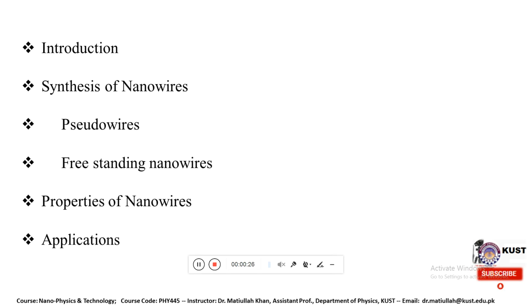Initially, in the first part, we will discuss the introduction about nanowires, and then the synthesis techniques to prepare the nanowires. Some of the different nanowires, including pseudowires or freestanding wires, that is the types of nanowires. At the end, we will discuss the special properties of nanowires, and finally we will go through the applications where we can utilize these nanowires in advanced technology.